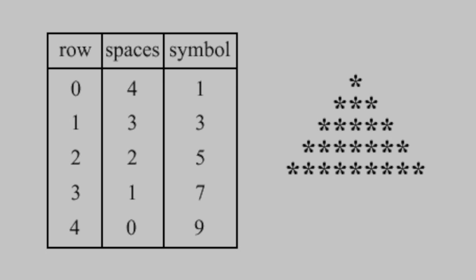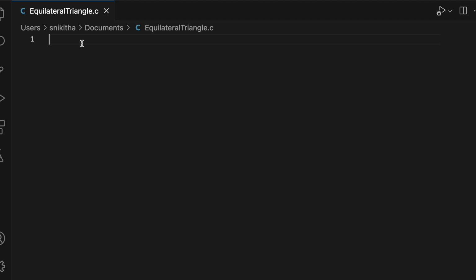Now let's write the code to print this pattern. So we are going to see 2 methods of printing this pattern today. One is printing the pattern by taking 5 as the number of rows, and in the second one, we'll take the number of rows as input from the user and then display the pattern. So let's start with the first one.